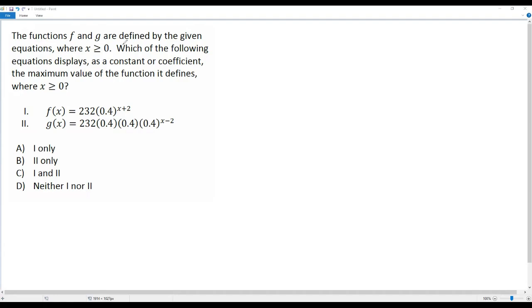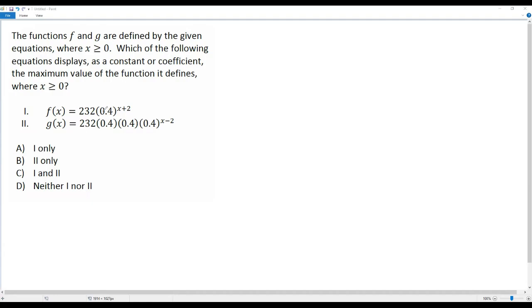The functions f and g are defined by the given equations where x is greater than or equal to 0. Which of the following equations displays as a constant or coefficient the maximum value of the function it defines where x is greater than or equal to 0? Here we have two functions, f of x and g of x, and we have to find the one which displays a maximum value as a coefficient or constant.